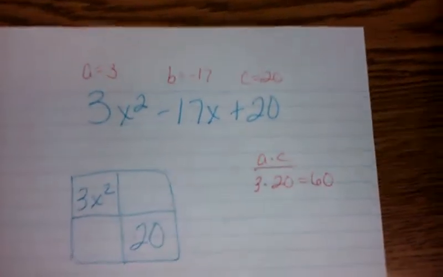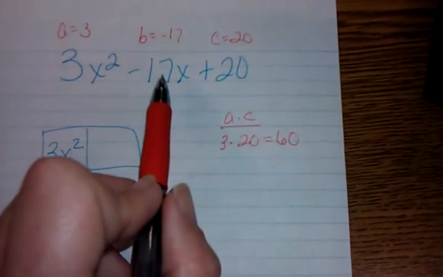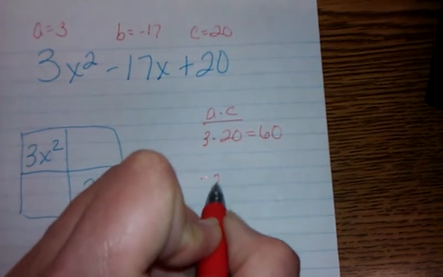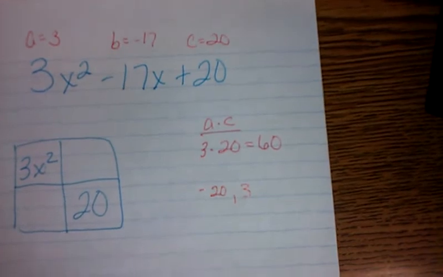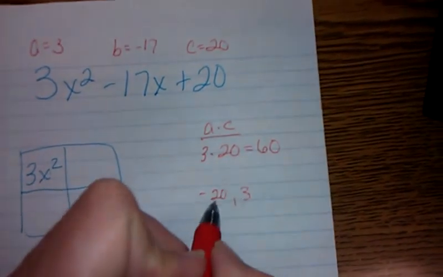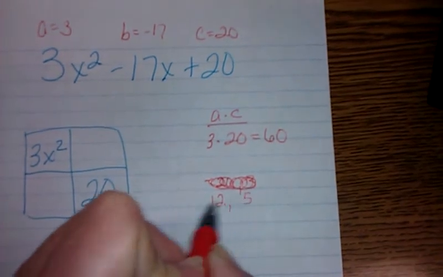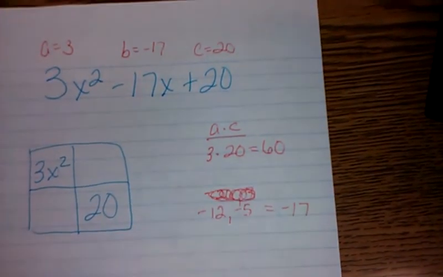All right, we're getting into a bigger one. That's 60. There's going to be lots of different factors. We're trying to find the factors that give me negative 17. Well, I know that I'm going to have negative 20 and positive 3. Oh, that's not true because I have to have a positive 60, so that won't work. I believe it's 12 and 5. Negative 12 and negative 5 gives me negative 17.